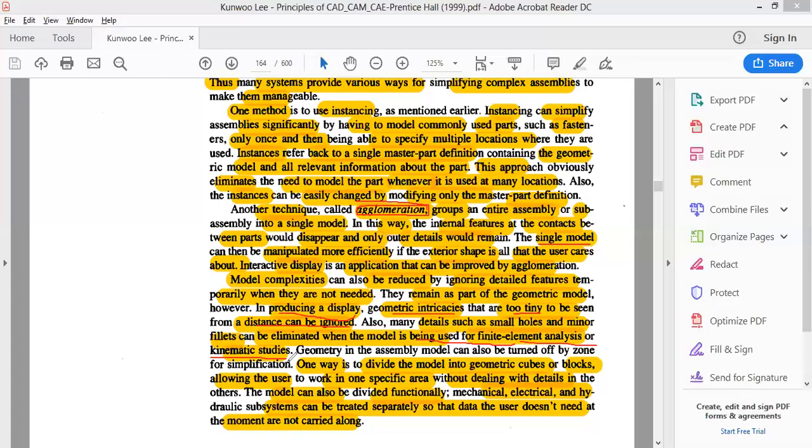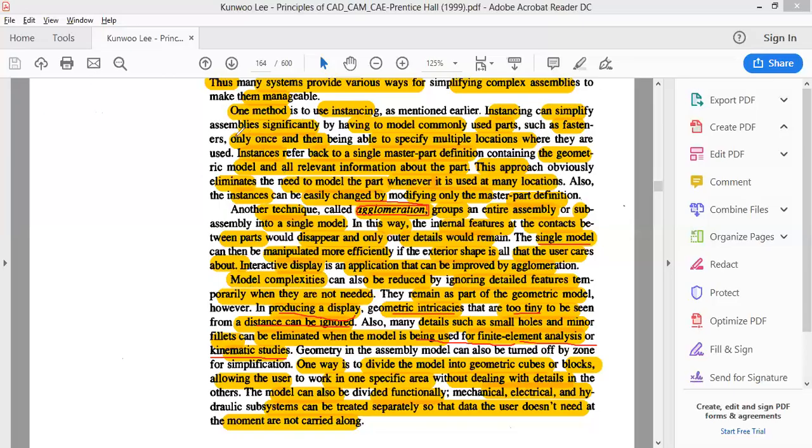So in such cases, all this has to be simplified. If we don't simplify this, then it is going to be a huge time consuming process, right? So that is why simplification is required for the assemblies for further processing, right?